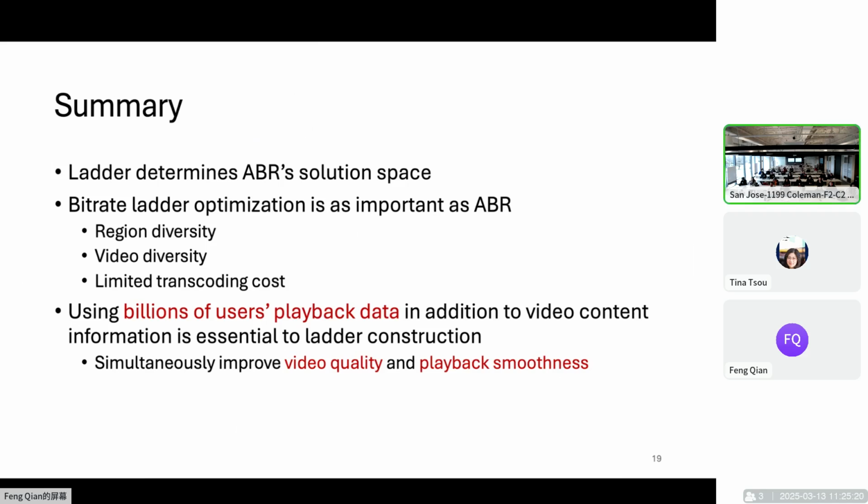The last point, another key takeaway, is that we demonstrate that using billions of users' playback data, in addition to the video content information, is really essential to ladder construction or any streaming strategy in general. It can help simultaneously improve the video quality and the playback smoothness. Okay, so I'll stop here. Thank you very much.